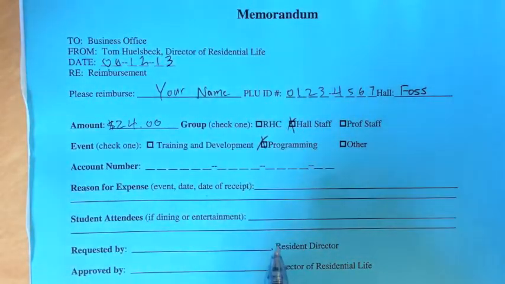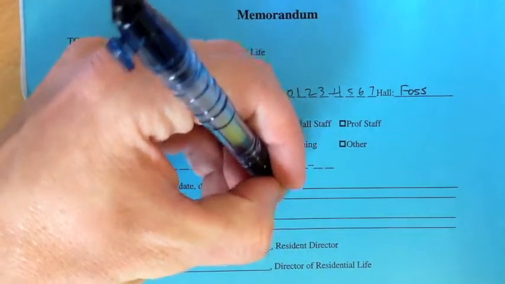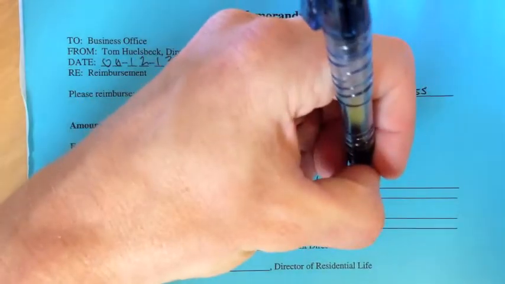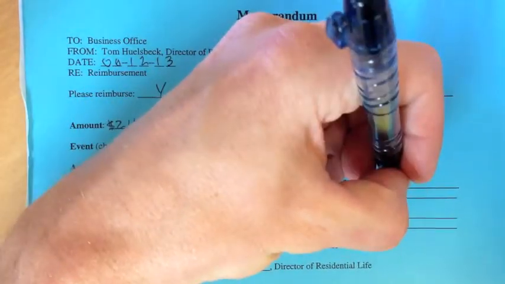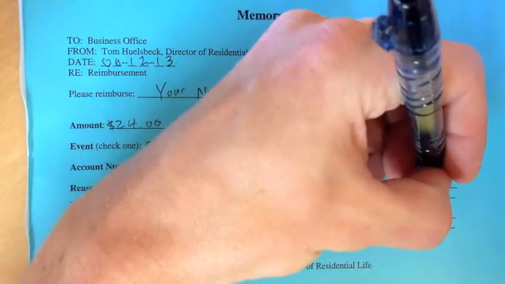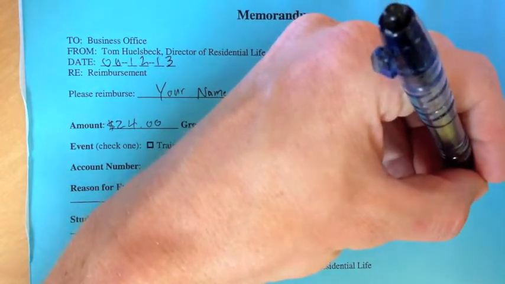Make sure you put a detailed but brief description of the event on this form. So, for example, instead of saying wing event, you would say something such as wing event to tie-dye t-shirts. And you would put that here. It's important to describe the event in such a way that someone who doesn't already know what happened can read this and understand why this money was used.